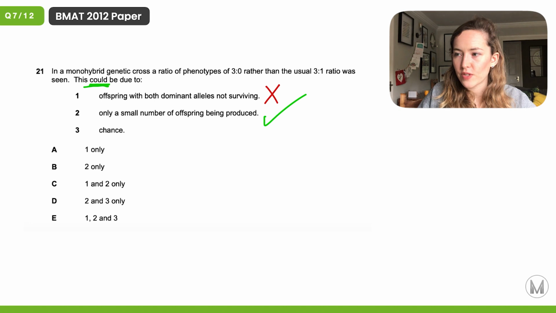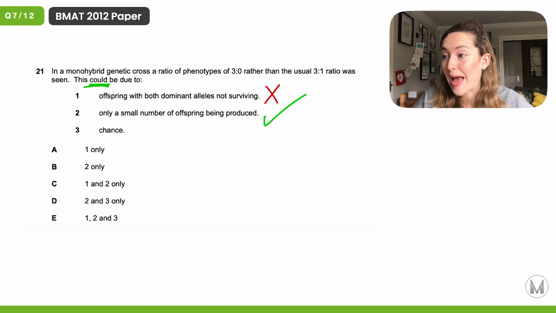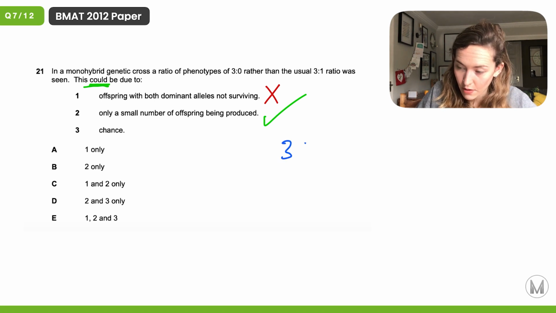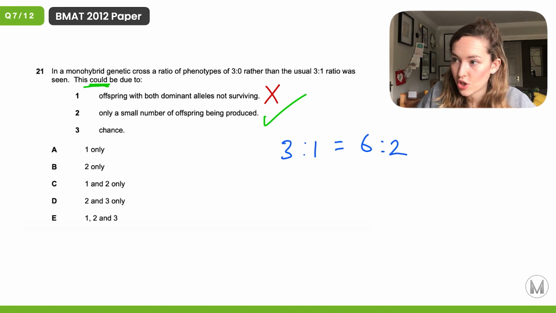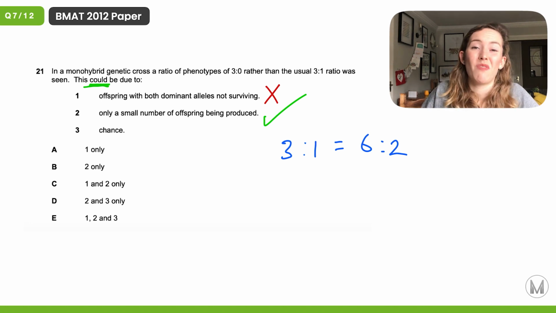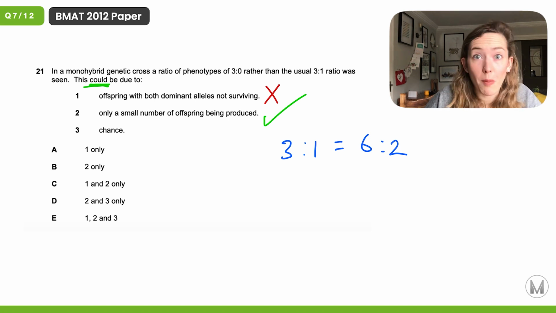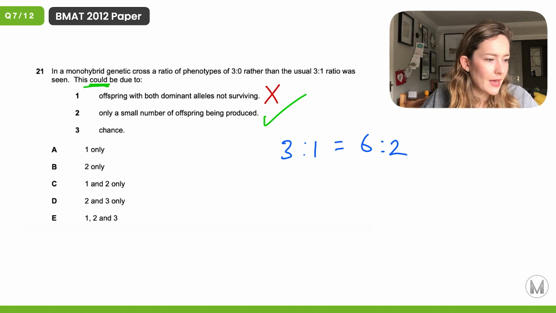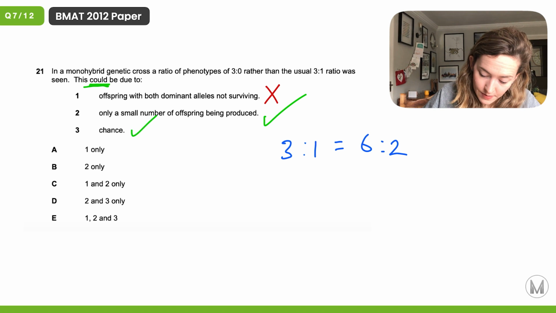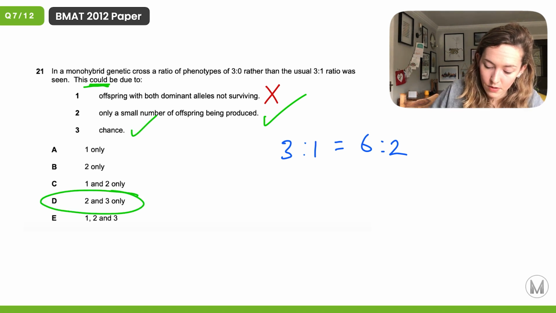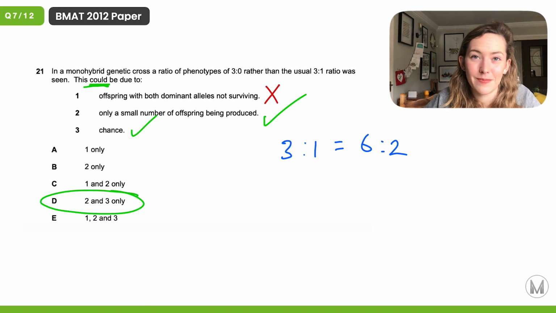And then our final statement of chance. So as the ratios can be amplified, i.e. 3 to 1 is the same as 6 to 2, it may be due to a matter of chance that the population of offspring repeatedly express one phenotype. So fertilization is a random process, hence the outcome is only probabilistic, okay? So we can see here that that could be down to chance as well. 2 and 3 could be, so the answer is D.